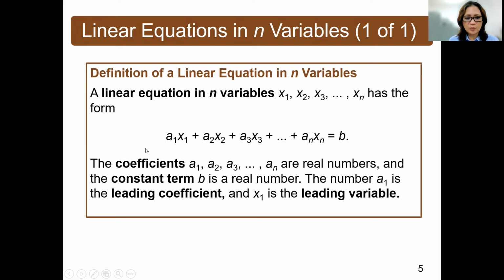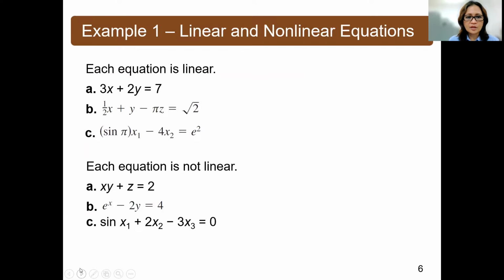We will refer to a sub 1 as the leading coefficient and x sub 1 as the leading variable. Now we have here in example 1 several examples of linear equations as well as examples of nonlinear equations. We see here that 3x plus 2y equals 7, 1/2 x plus y minus pi z equals the square root of 2, and sine pi times x sub 1 minus 4 times x sub 2 equals e squared are all linear equations, primarily because the unknown variables x and y, as well as x, y, z here, are all first degree.